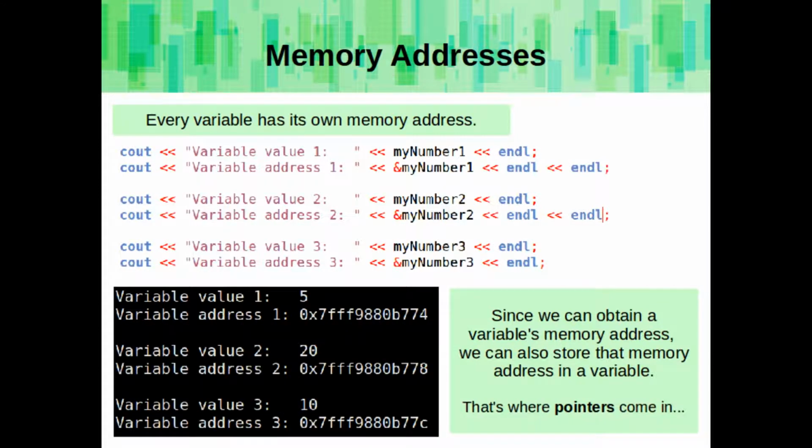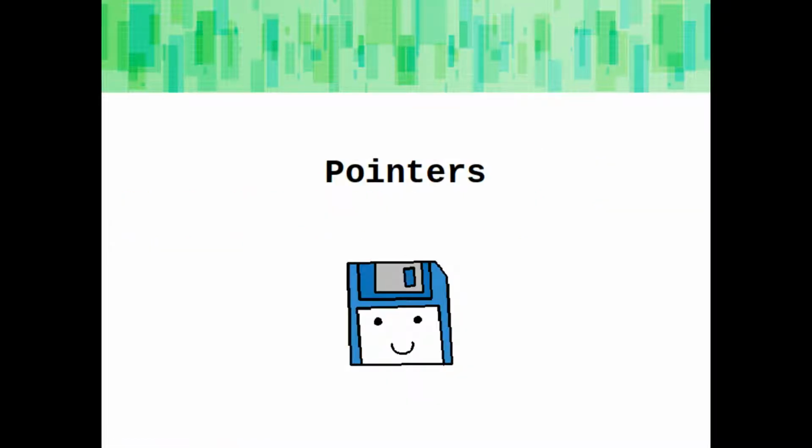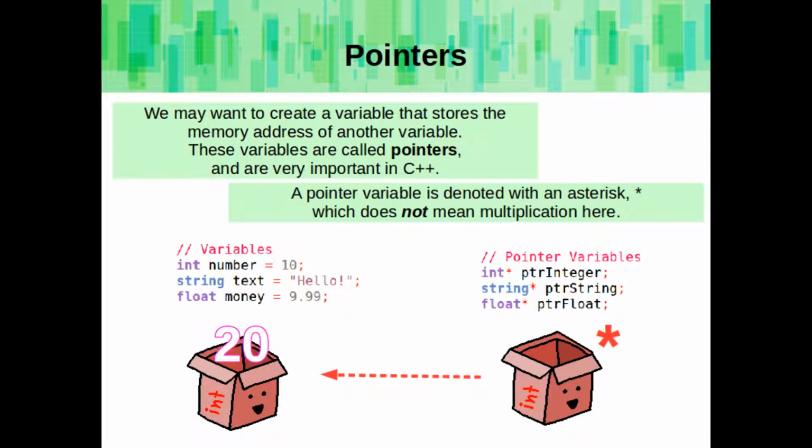Every variable has its own memory address. Since we can obtain a variable's memory address, we can also store that memory address in a variable. That's where pointers come in. We may want to create a variable that stores the memory address of a different variable. These variables are called pointers, and they are very important in C++. A pointer variable is denoted with an asterisk, which does not mean multiplication in this scenario.